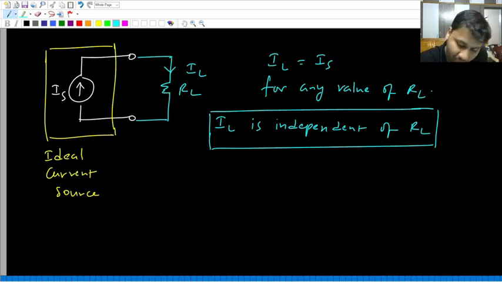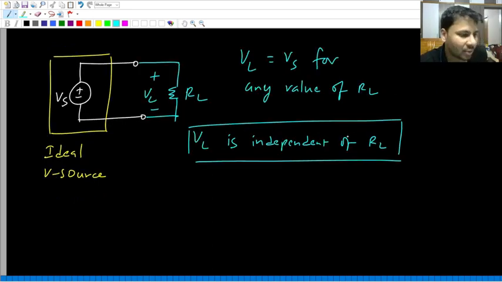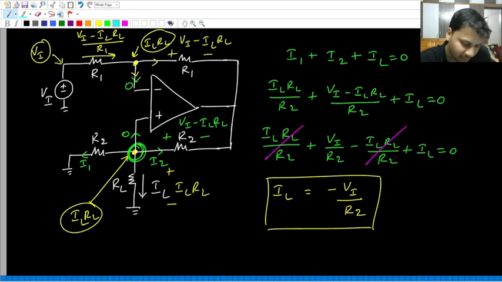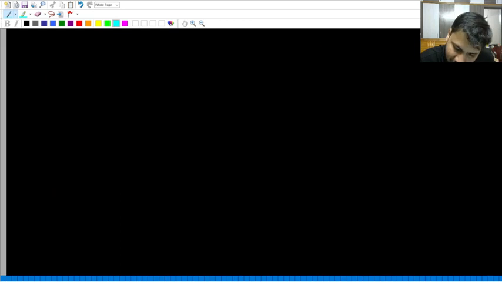And when will the load voltage be independent of load resistance? Only when the load is connected directly across an ideal voltage source. Only in these two cases, either the load current or the load voltage is going to be independent of the load resistance. Okay. So with this idea, let us go back to our circuit for which we ultimately found the load current, and it came out as minus VI by R2. Let us reflect on the result.